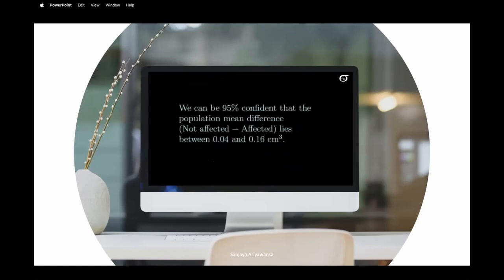And in the context of this problem, that means we can be 95% confident that the population mean difference for the not affected twin minus the affected twin lies between 0.04 and 0.16 centimeters cubed. We took our differences to be the not affected minus the affected in this situation. So the fact that this interval lies entirely to the right of 0 does tell us something. It looks like the twin not affected by schizophrenia has a larger volume of the right hippocampus on average.